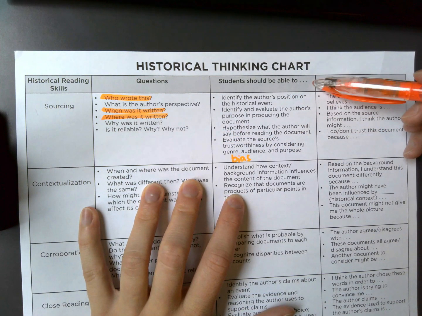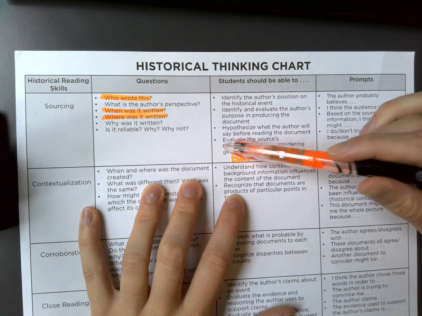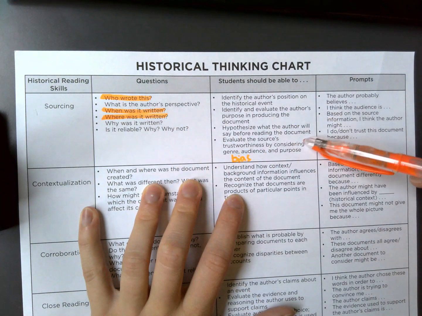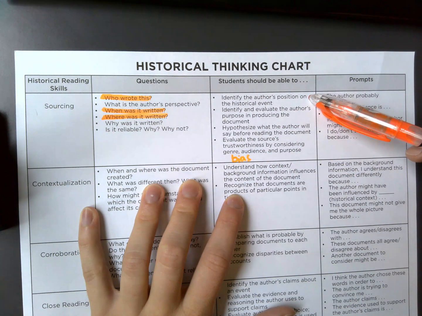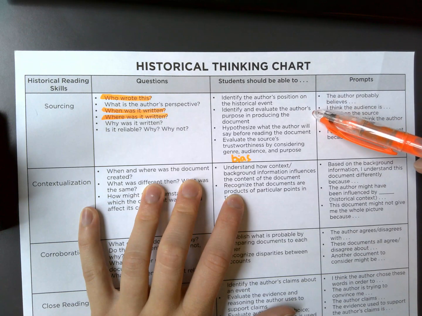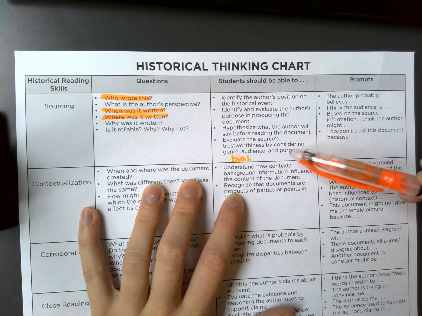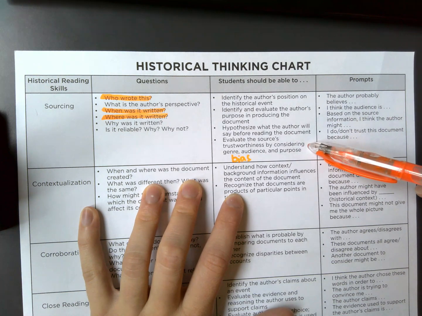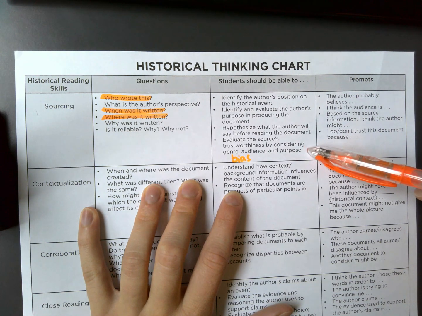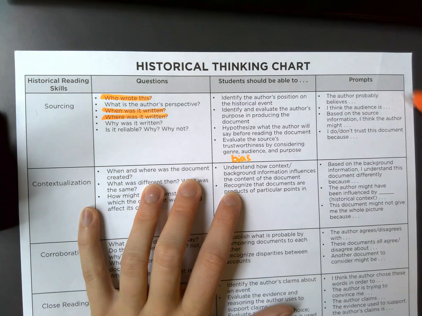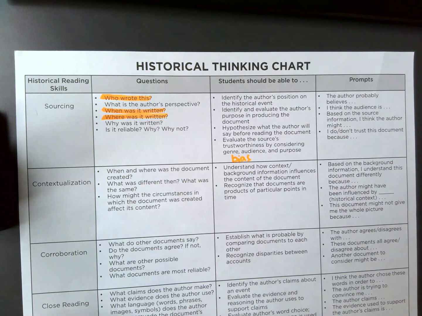So these are the things you should be able to identify as you're reading through a document and as it pertains to sourcing. So you're going to identify the author's position on the historical event, identify and evaluate the author's purpose in producing the document, hypothesize what the author will say before reading the document, and evaluate the source's trustworthiness by considering genre, audience, and purpose. And that's bias, like I said. And then I'll get to these prompts over here once we go through and analyze our document.